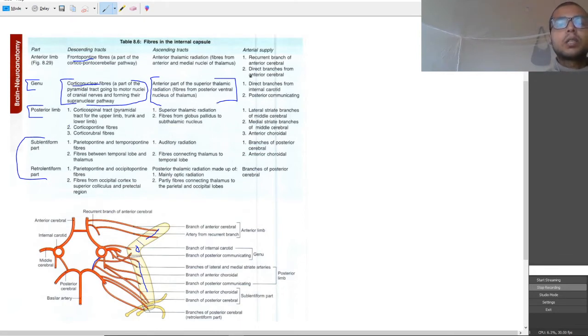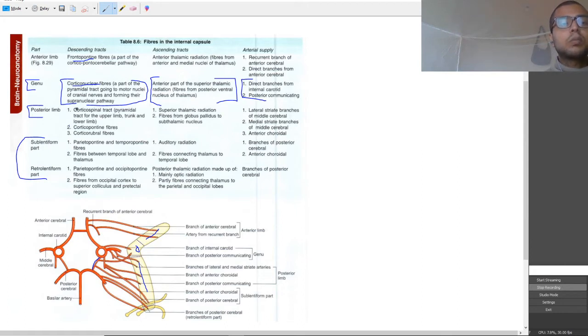Regarding blood supply, you can see here a direct branch of the internal carotid artery and the posterior communicating artery. This is the internal carotid artery and this is its direct branch, and here you can see this is a branch of the posterior communicating artery. So this is supplying the genu.